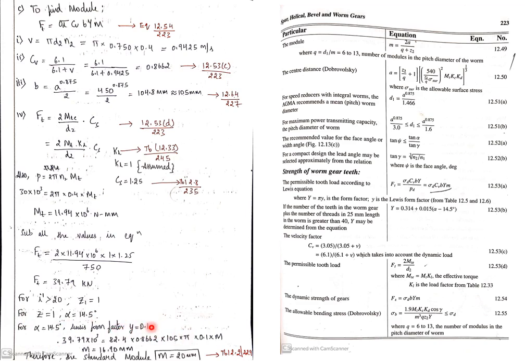Many students will make a mistake while solving this problem. They directly substitute the value of small y in this equation. But don't do that, guys. This is capital Y and this is small y. Just multiply it with pi. Module you will get. So you need to standardize the module from table 12.2.